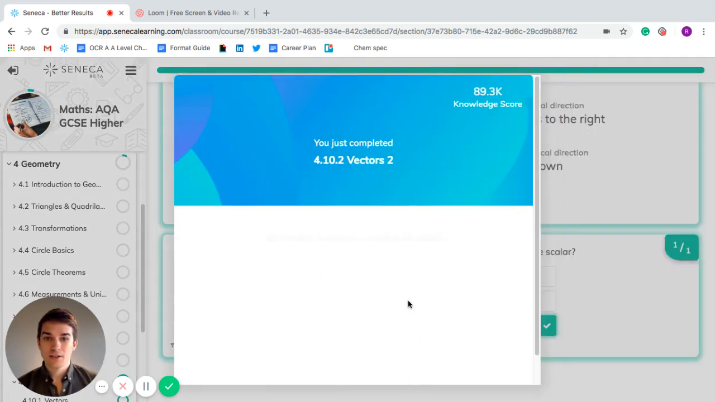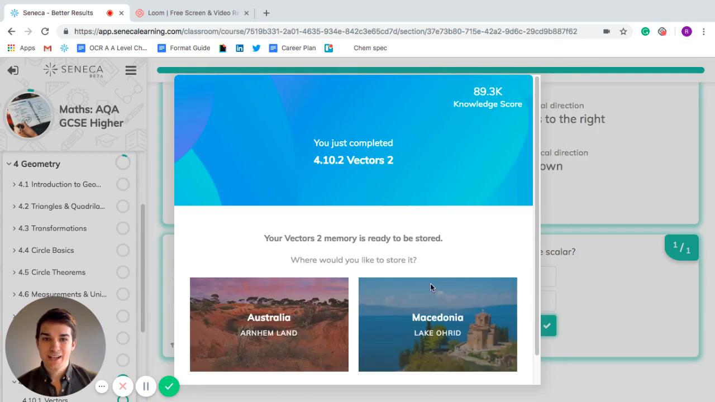And let's look. So 100%. Fantastic. And I'm going to store my memory in Lake Ohrid in Macedonia.